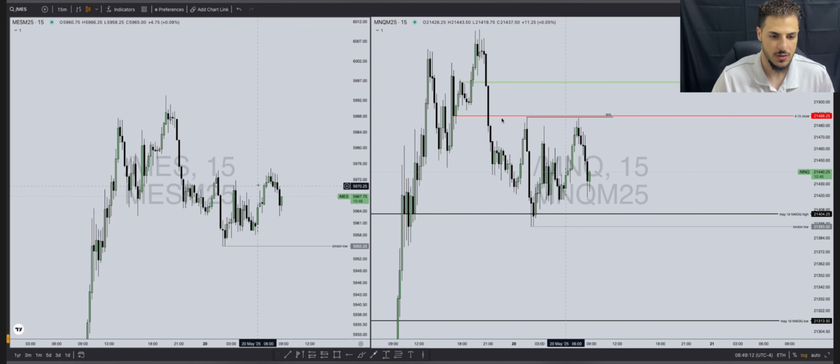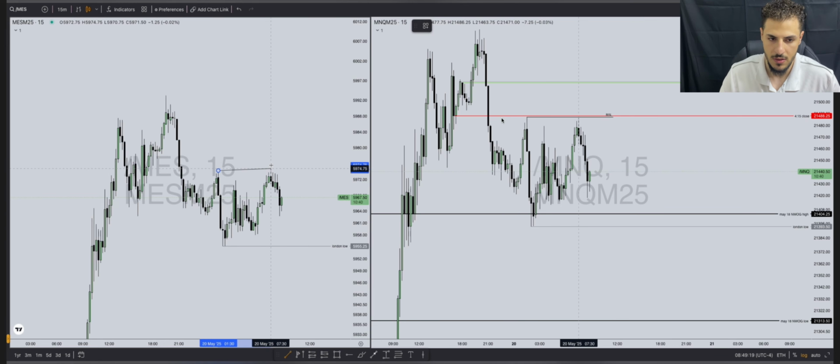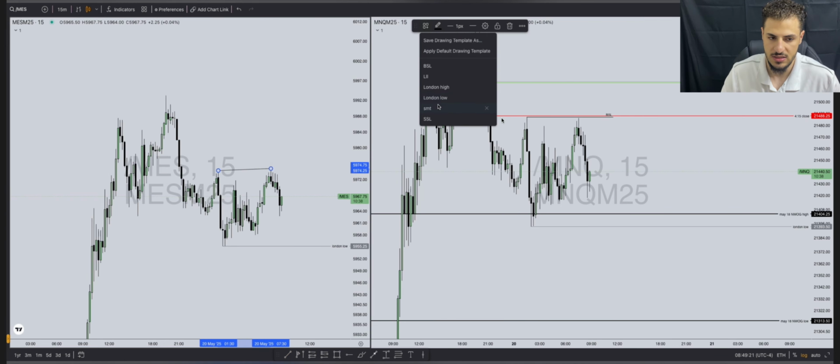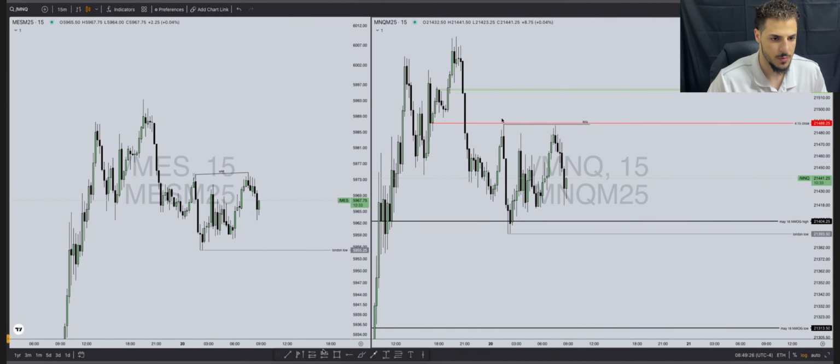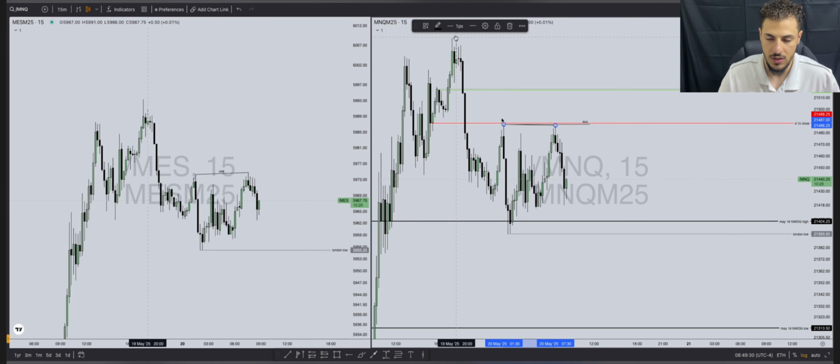Making sure that we have the same structure on both, and then if I notice any SMTs, which in this case you'll see there is an SMT right here. I'm marking that SMT where ES swept that high and NQ didn't. So you have a double top on NQ, but not a double top on ES, because ES swept that high and NQ didn't. That's an SMT, so I'm marking that out and noticing that.